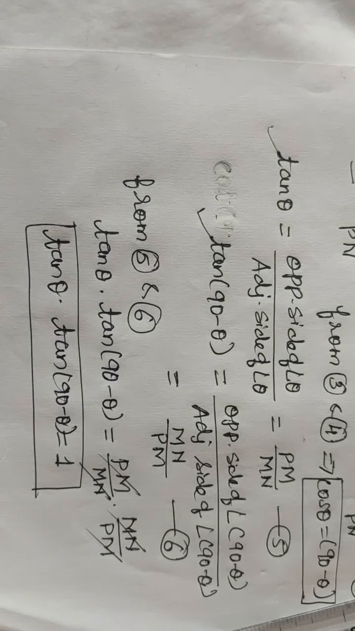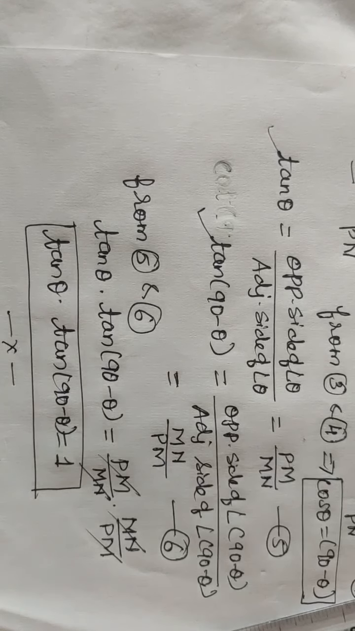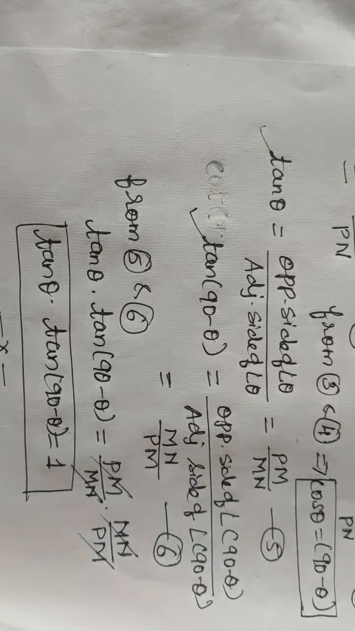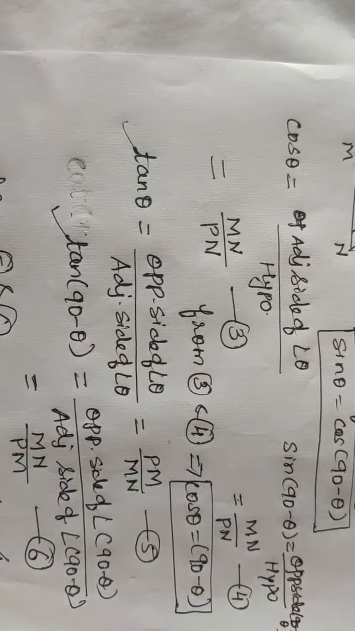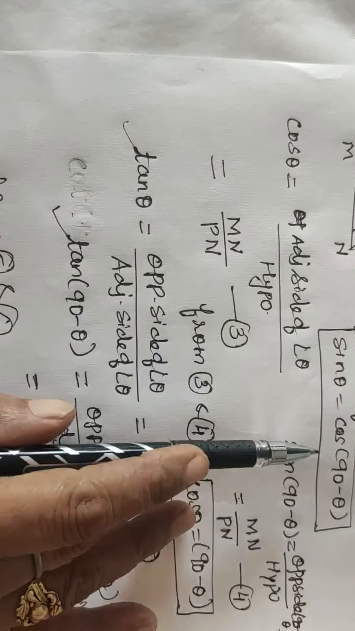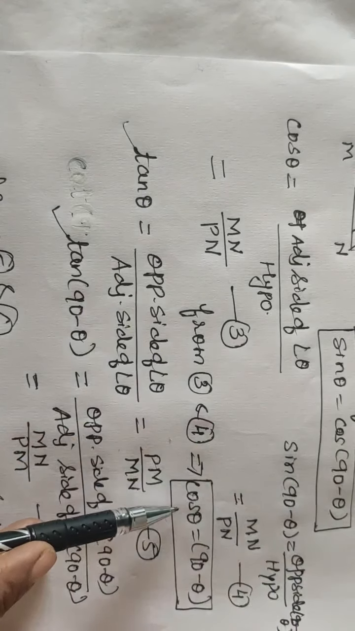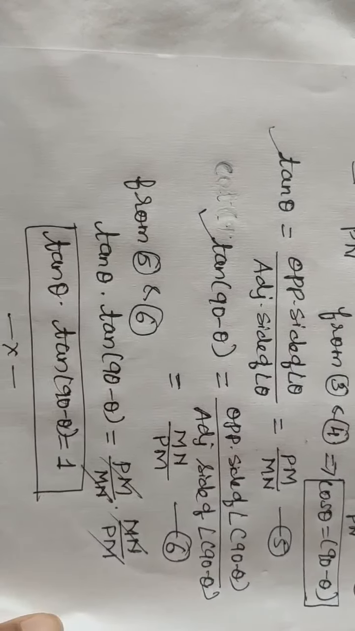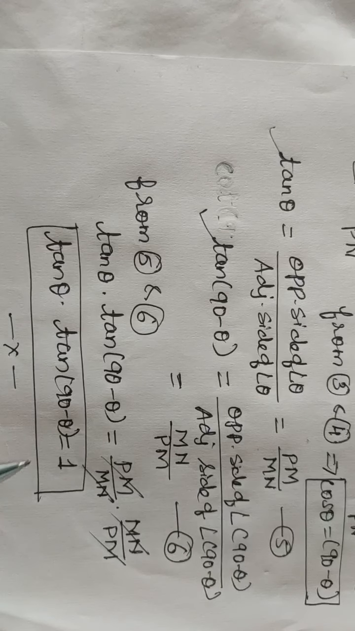There are more trigonometric ratios, like sec theta is equal to cosec of 90 minus theta, but this is left out for this session. You will learn all this in 10th class. So what have we learned today? We have learned that sin theta is equal to cos of 90 minus theta, cos theta is equal to sin of 90 minus theta, and one more, tan theta into tan of 90 minus theta is equal to 1.